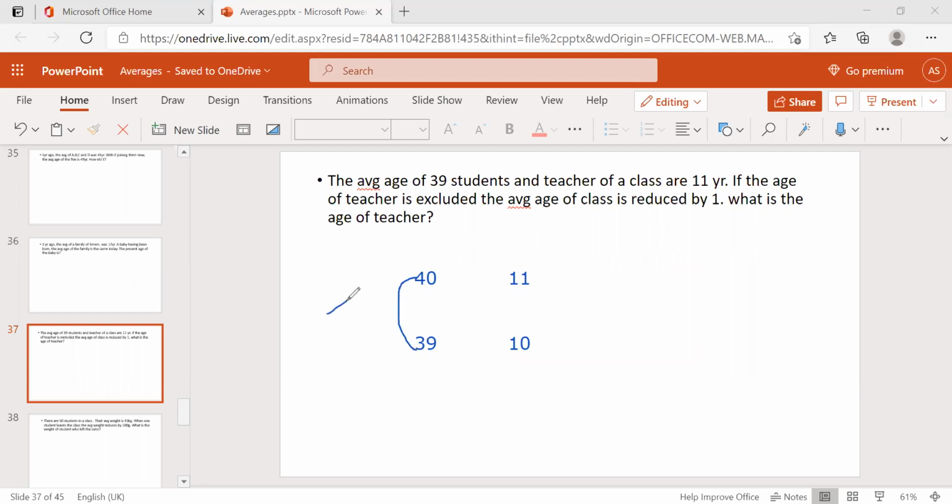So this is plus 1 and this will be minus 1. Sorry, this is also minus 1. Now you just take this. Minus 1 into 10, minus 10. Minus 1 into 40, 40. So minus 10 minus 40, minus 50. So the teacher's age is 50.